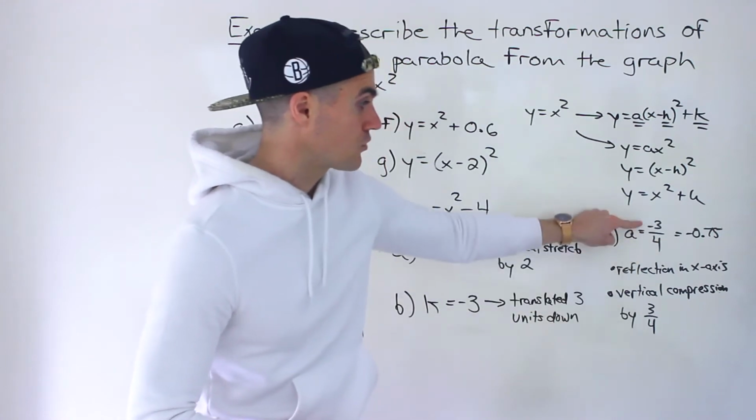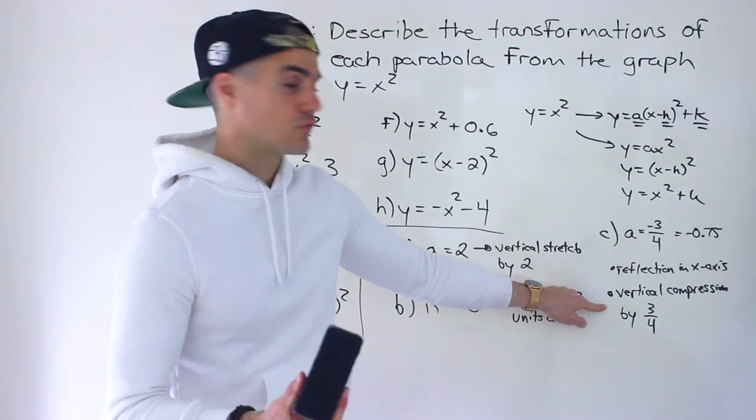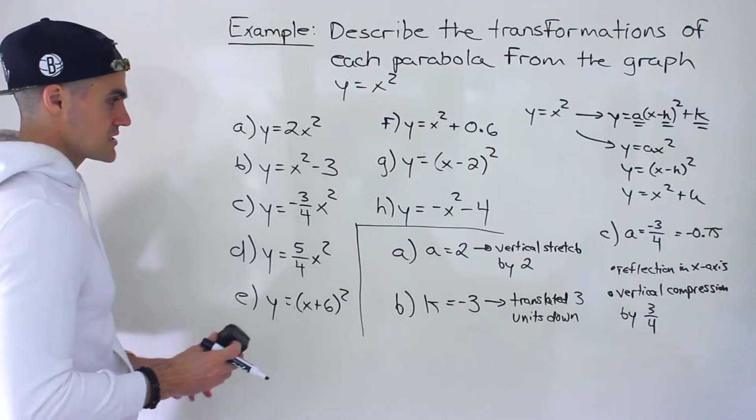If it was +3/4, there wouldn't be any reflection in the x-axis. We would just say a vertical compression by 3/4. All right, so that's part C.